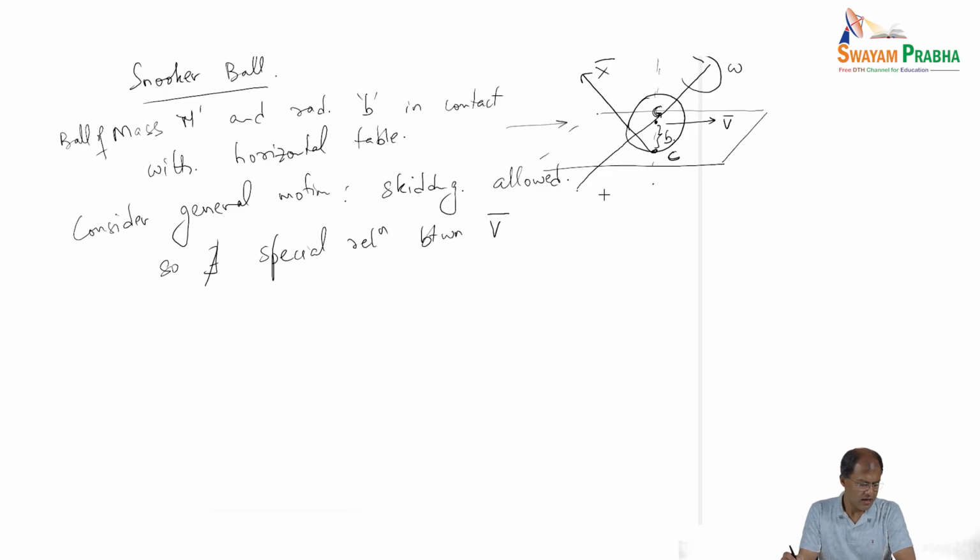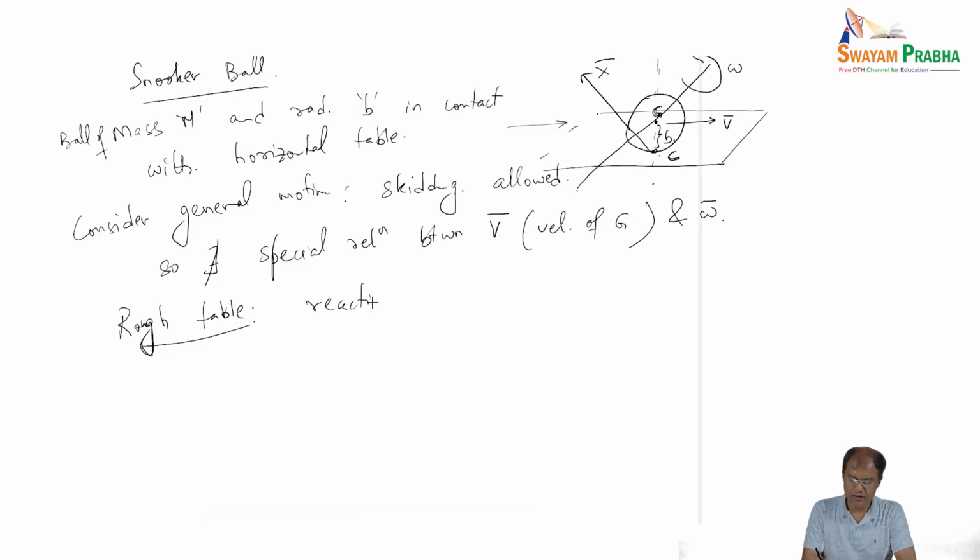v, which is the velocity of the center of mass, and omega, the angular velocity. Typically v by b is equal to omega if we had rolling conditions, that is coming from point C. Okay, so then the rough table, we have the reaction x, which is not vertical, right? So it is not vertical.